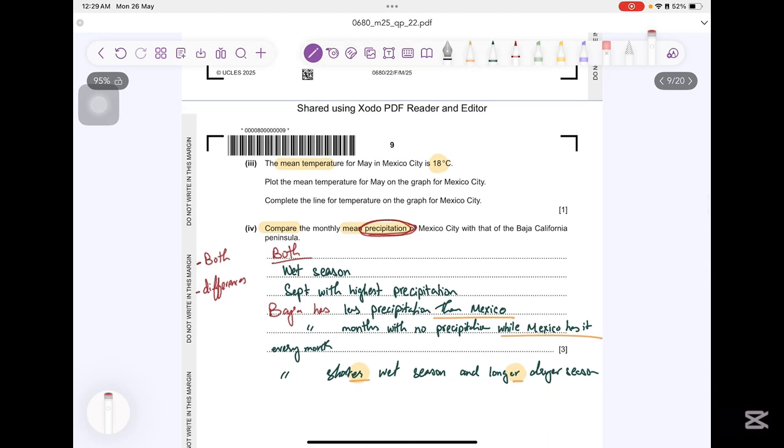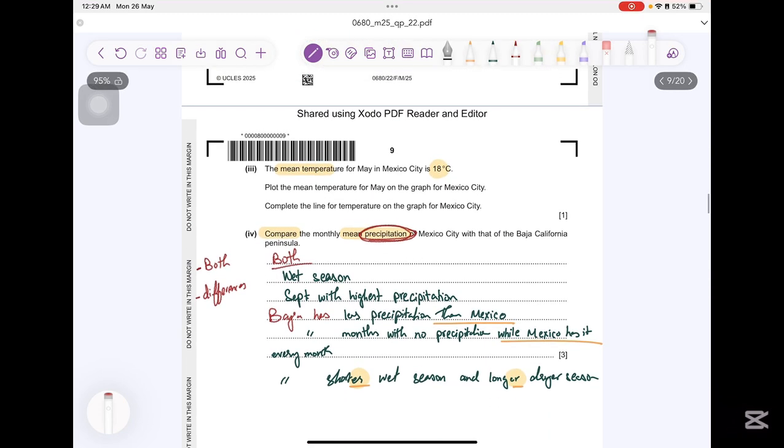Compare the monthly mean precipitation in Mexico City with that of Baja. Now, is that compared? So you have to compare. You're going to find both and the differences between them. Both have a wet season, with September having the highest precipitation. Baja has less precipitation than Mexico. You see that comparison? Than Mexico.